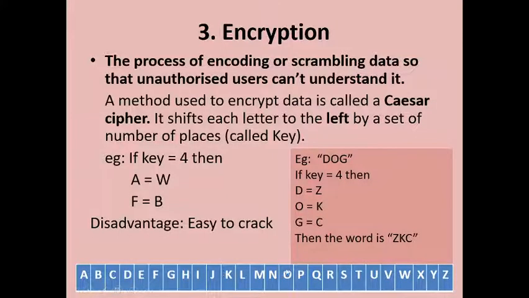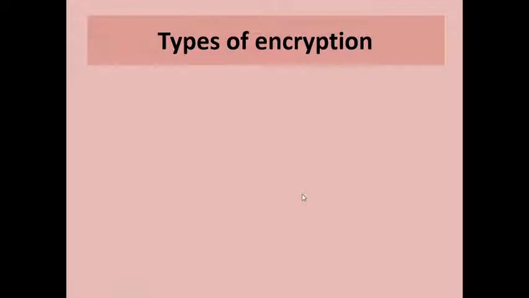Second letter, O. 4 places to the left. 1, 2, 3, 4. Now K. Like that, G is equal to C. So at the end you will get this, ZKC. This is the scrambled data. Then the other party can't understand this. This is not equal to dog now. It's just ZKC.